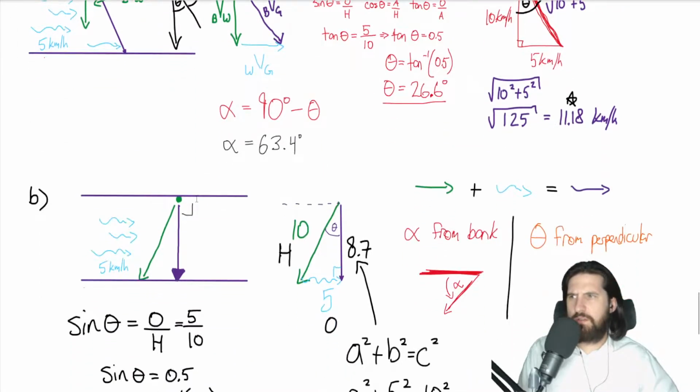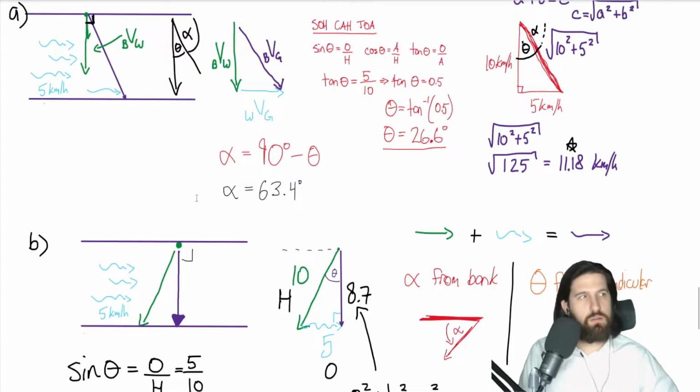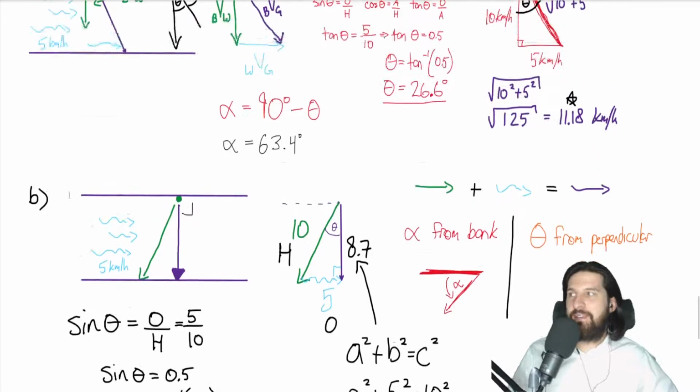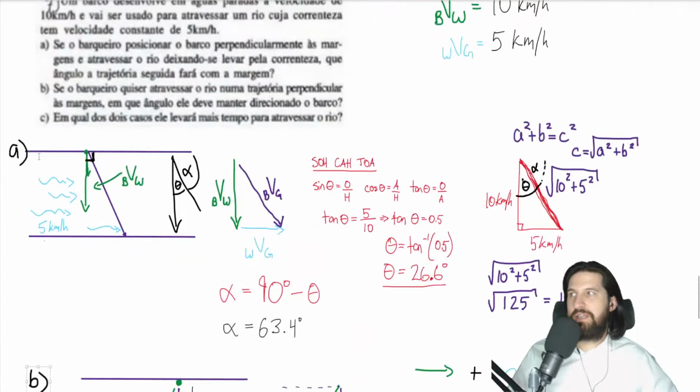Why is it faster? What are you going to point to to say it's faster? Because it has a bigger velocity. Well, why? What is its velocity? Because it's 10 kilometers per hour, right? And the other one is 8.7. No, no. That is A and B. This is B. This is A.